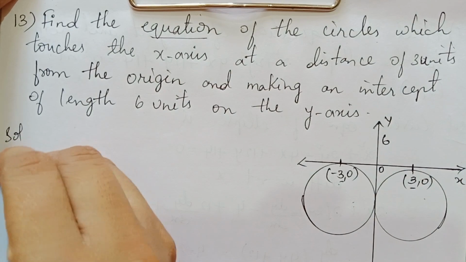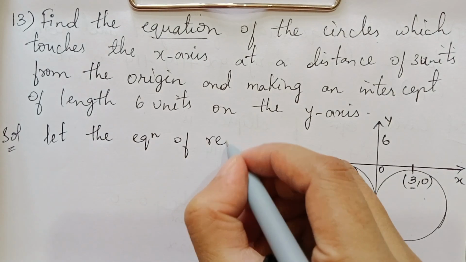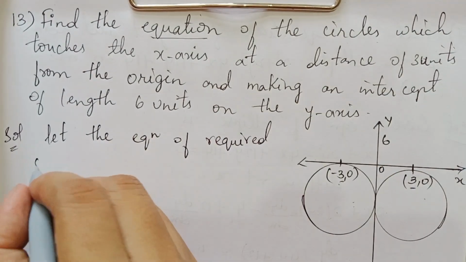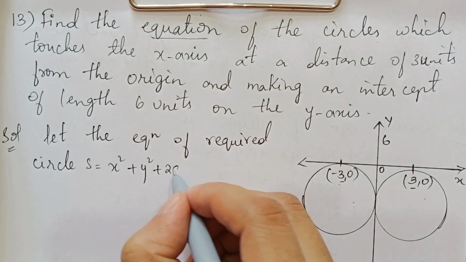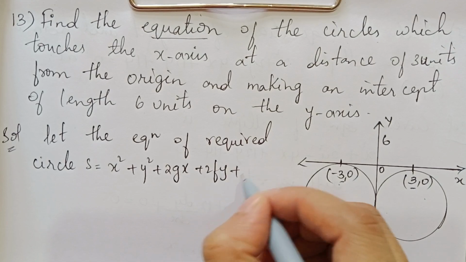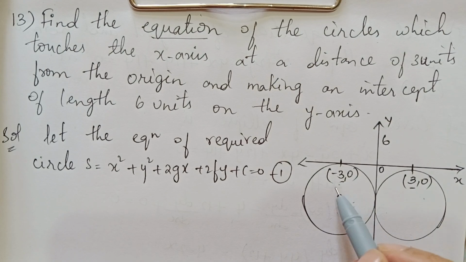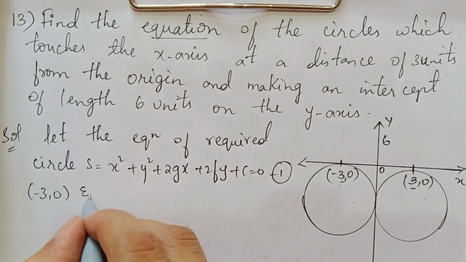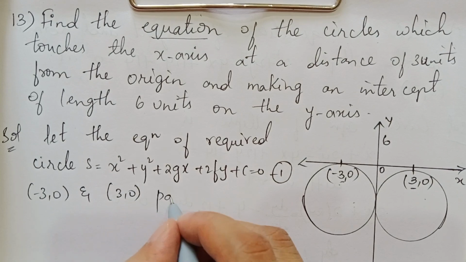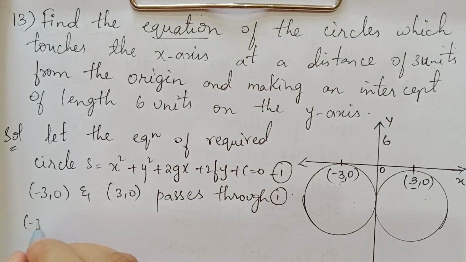So let the equation of the required circle S be x square plus y square plus 2gx plus 2fy plus c equals to 0, equation 1. As we know that the 2 points pass through the circle, right? So we can substitute these 2 points in the equation of the circle. So minus 3 comma 0 and 3 comma 0 pass through 1.